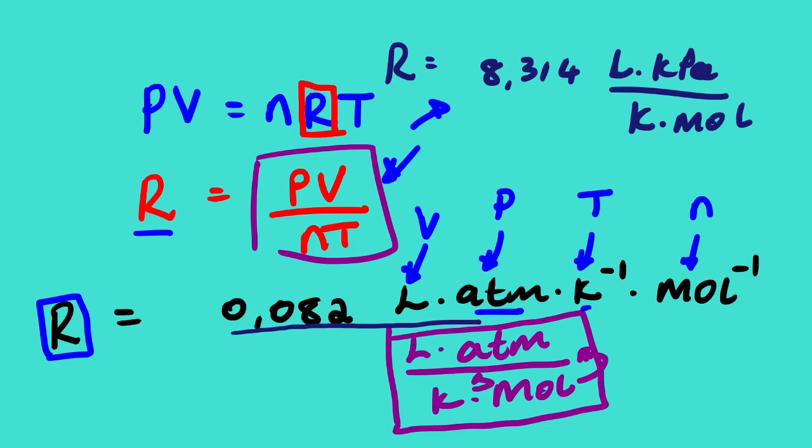Looking at this value, we can see that L is our V, so volume must be in liters, that doesn't change. If the pressure is given in kilopascals and you don't want to convert, you are going to use this value for R. If it's given in atm, you are going to use this value for R. Temperature remains Kelvin, and the number of moles remains mole. So it's very important to convert, for example, from milliliters to liters, from degrees Celsius to Kelvin, from kilopascals to atm, or from torr to atm.